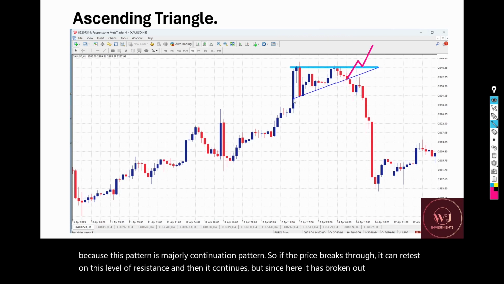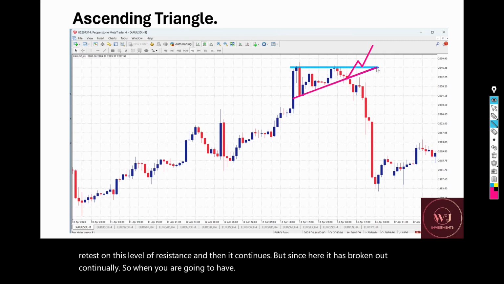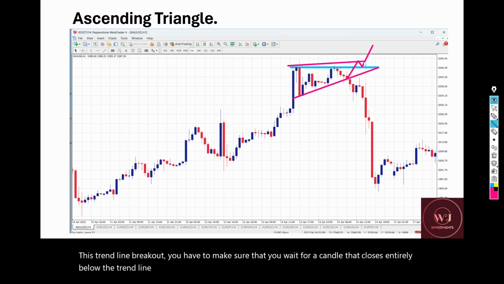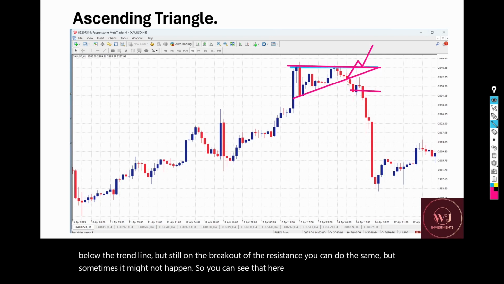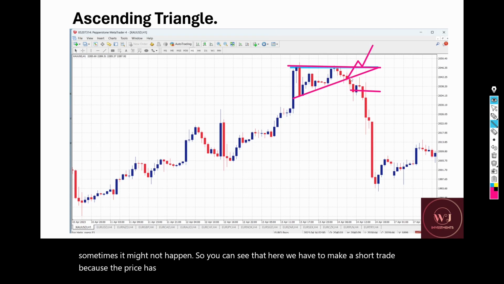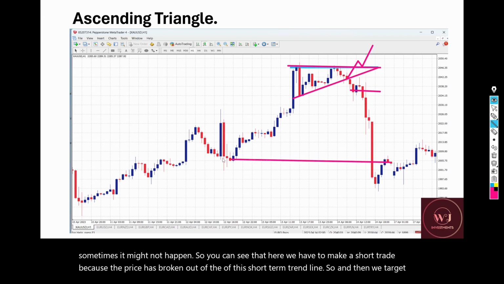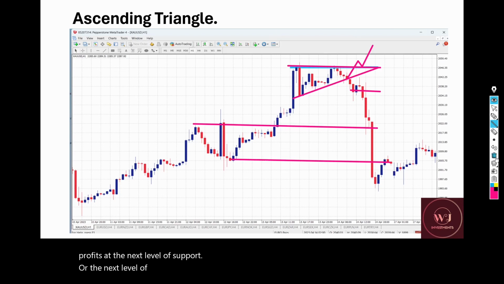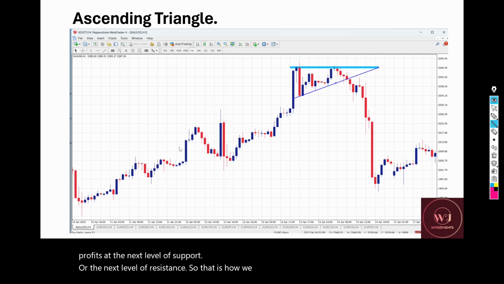So when you are going to have this trend line breakout, you have to make sure that you wait for a candle that closes entirely below the trend line, but still on the breakout of the resistance. You can do the same, but sometimes it might not happen. So you can see that here we had to make a short trade because the price has broken out of this short-term trend line. And then we target our profits at the next level of support or the next level of resistance. So that is how we trade this ascending triangle chart pattern.